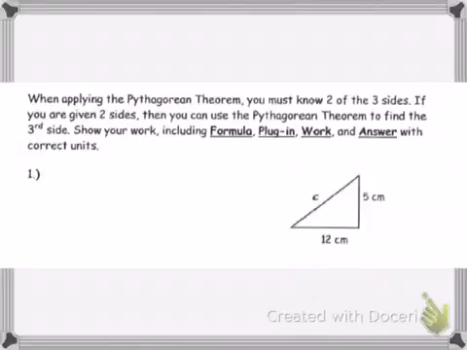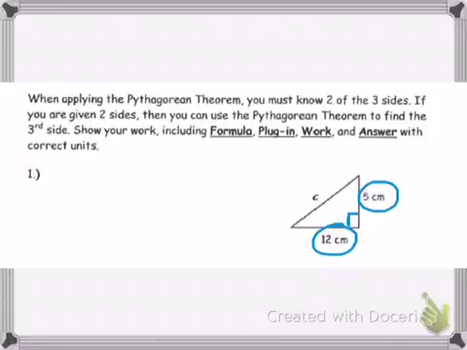So when you're applying the Pythagorean theorem, you have to know two of the three sides. In this given right triangle, we happen to know one of the legs is 5 centimeters and the other leg is 12 centimeters. Again, I know that those are the legs because they form the right angle of the triangle. I'm going to use the Pythagorean theorem to find the length of the missing side, which is the hypotenuse c.